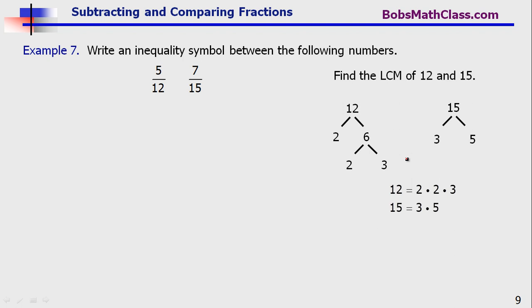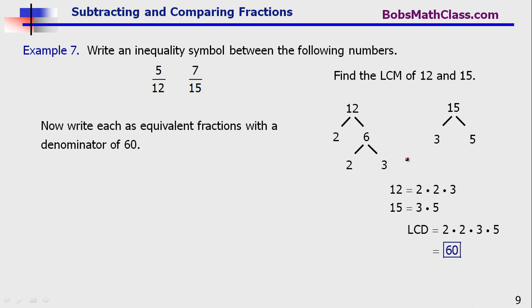Okay, so our LCD, let's see. How many 2's? That's right, 2. How many 3's? 1. And how many 5's? 1. So that gives us 60. So now we're going to write each as an equivalent fraction with a denominator of 60.